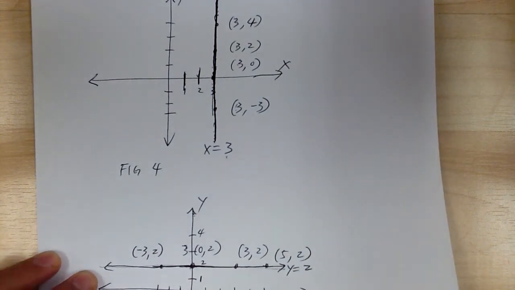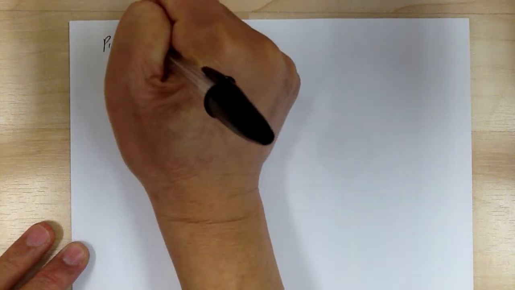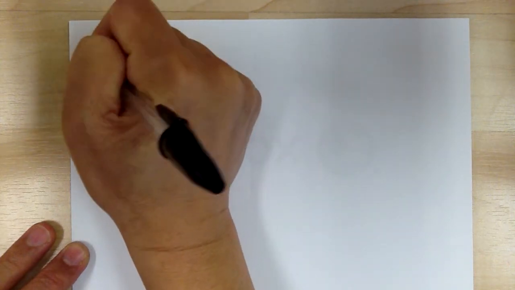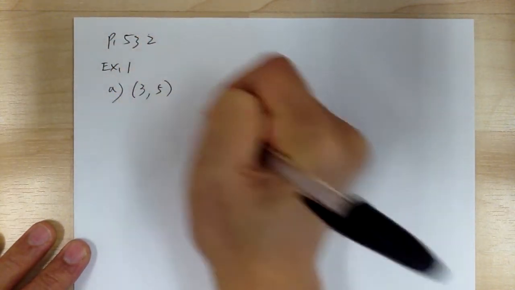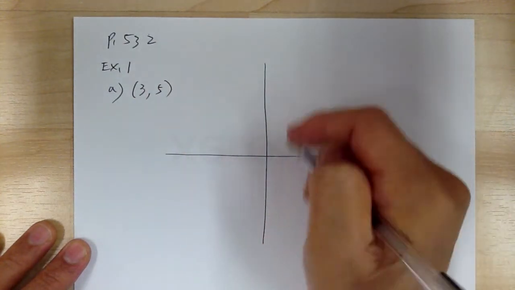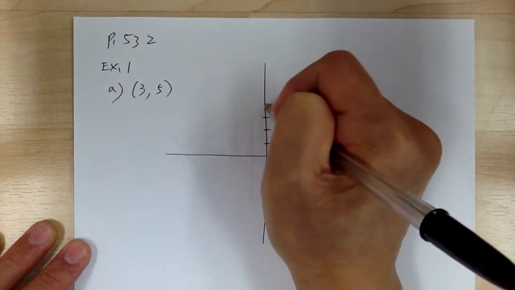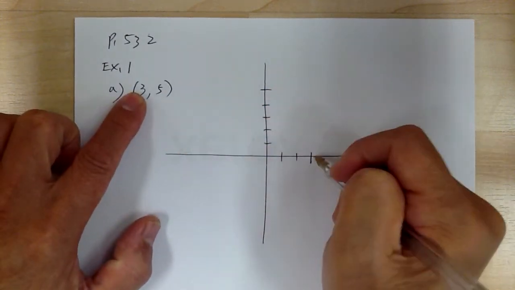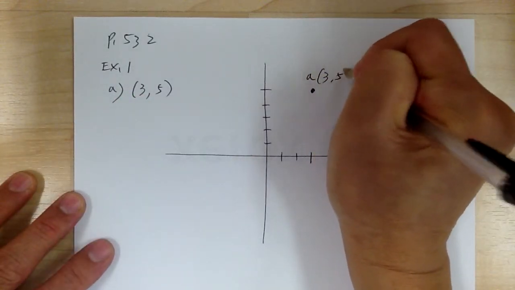Okay, so let's go and do some more graphing. Let's go to example 1. So A, you want to graph (3, 5). So (3, 5), that's a dot over here. So this is A, (3, 5).